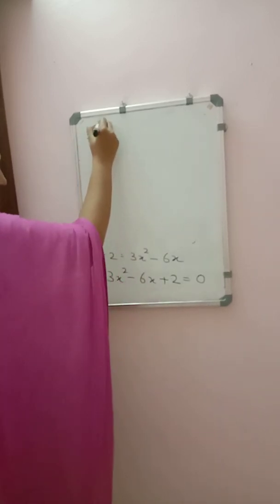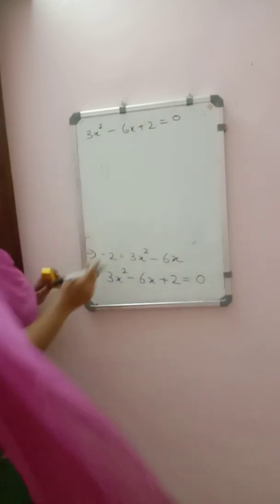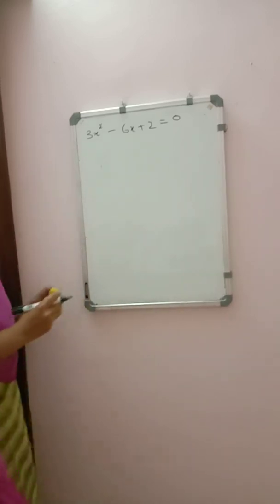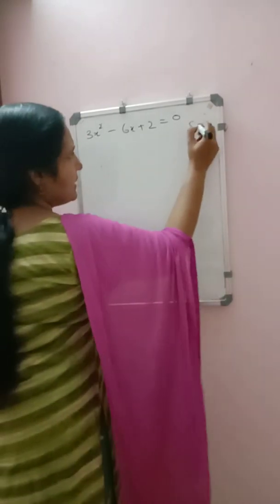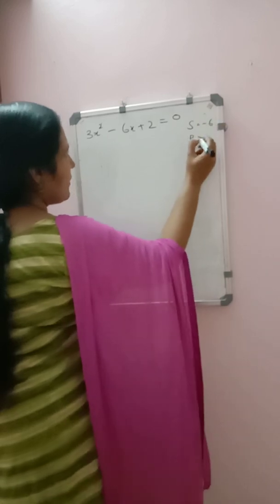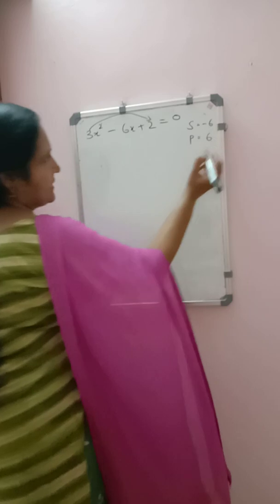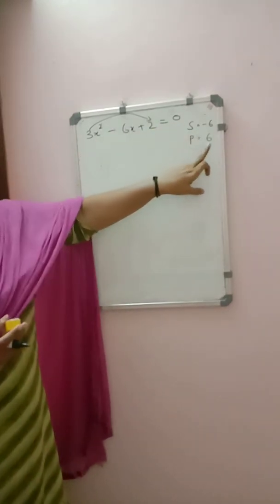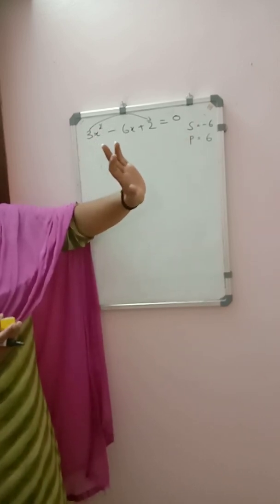3x square minus 6x plus 2 equal to 0. So we can check whether we are able to use the factorization method. We have to find two numbers whose sum should be equal to minus 6 and the product should be equal to 3 into 2, 6. Sum is negative but product is positive. It means both the numbers should be negative.